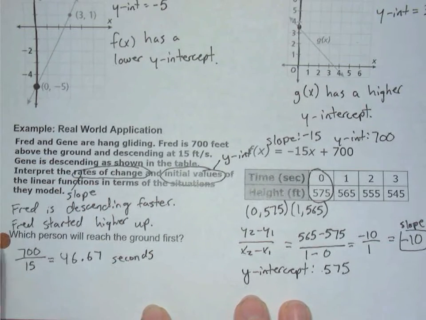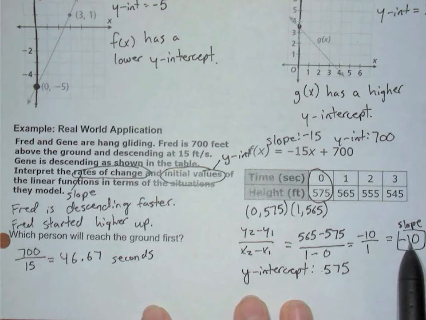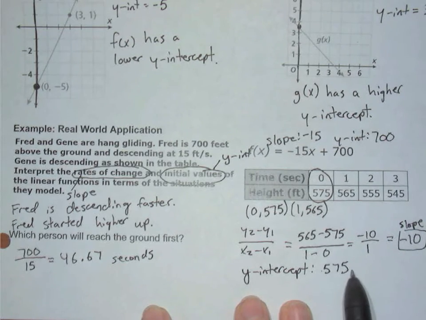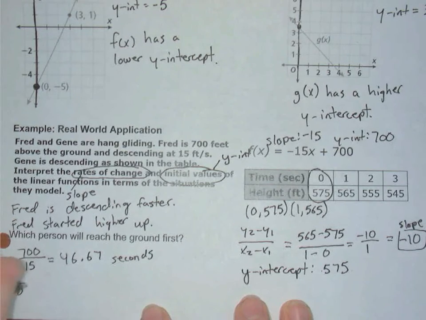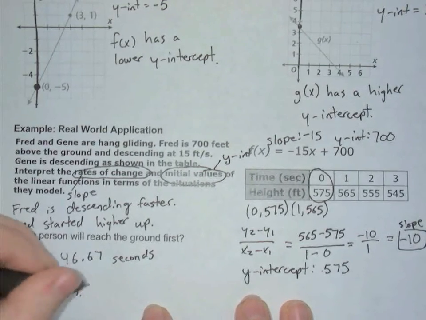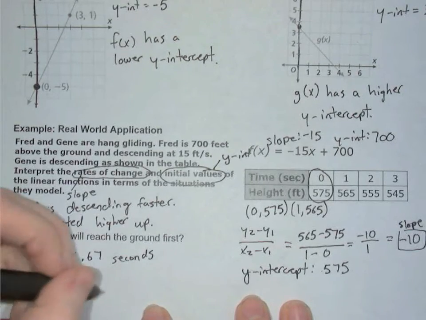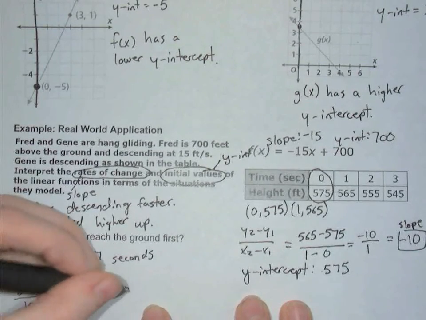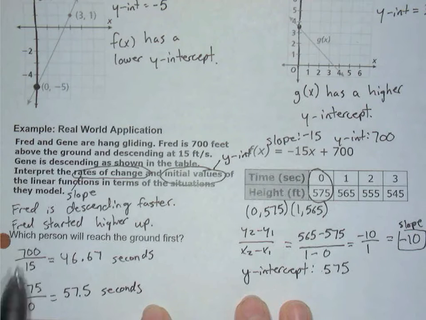And then we've got Gene. So Gene is going at a slope of negative 10. He's descending 10 feet per second, and he started at 575 feet. So we'll take 575 feet and divide it by 10 feet per second. When we divide that, we get 57.5, so 57.5 seconds.